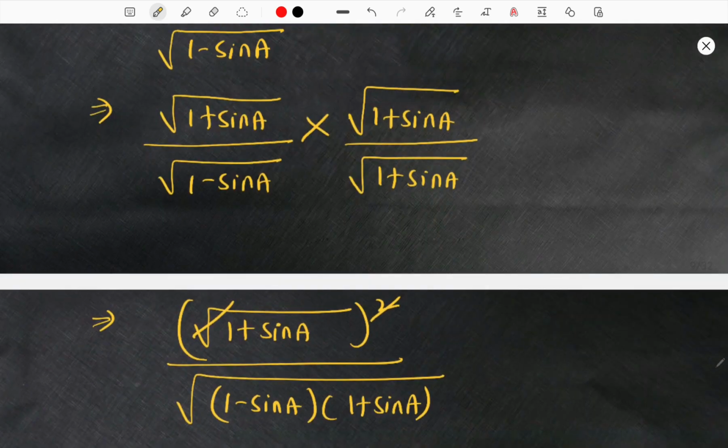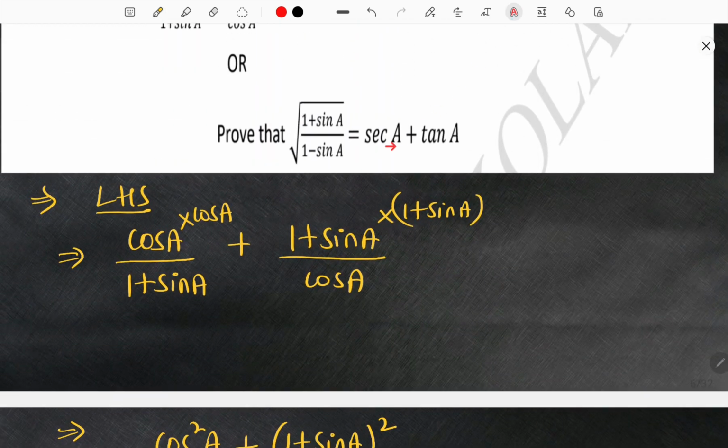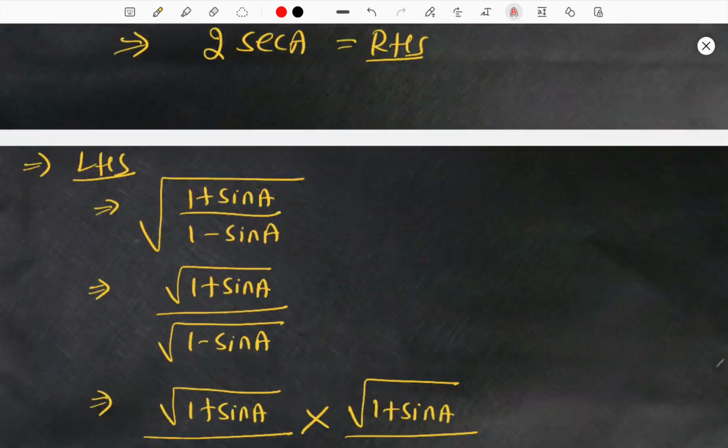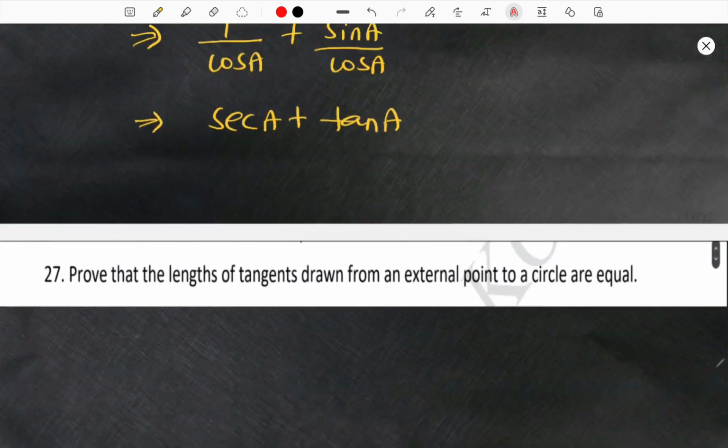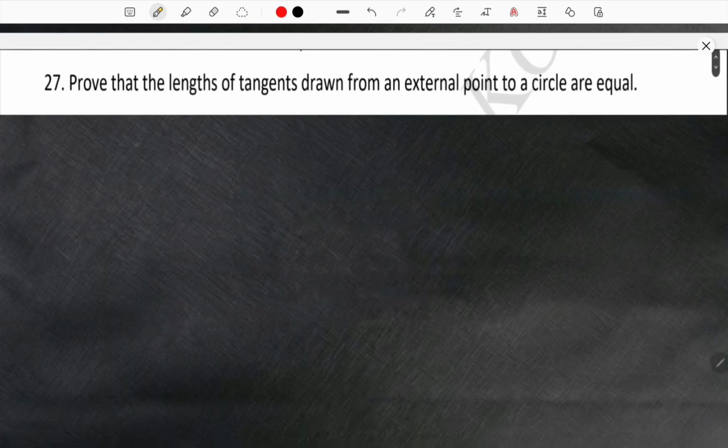Now what is there in RHS? Just check. So this is what is there. So secant A, look at this, secant A plus tan A. So we got secant A plus tan A here, which is equal to RHS. Alright. Fine then. Moving forward to the next question.